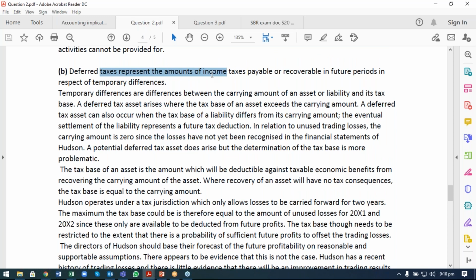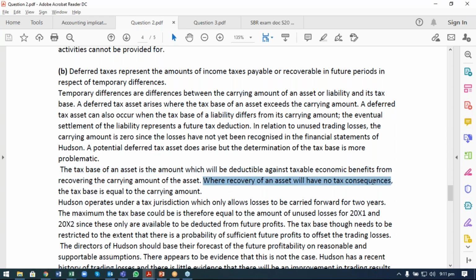Next thing is deferred tax represents the amounts of income taxes payable or recoverable in future periods in respect of temporary differences. That's something we have defined, what deferred tax actually represents. So temporary differences are differences between the carrying amount of an asset or liability and its tax base, which is provided by the tax authorities. A deferred tax arises when the tax base of an asset exceeds the carrying amount. A deferred tax asset can only occur when the tax base of a liability differs from its carrying amount. The eventual settlement of this liability represents a future tax reduction in relation to the unused trading losses. The carrying amount is zero since the losses have not yet been recognized in the financial statements of Hudson. A potential deferred tax asset does arise, but the determination of the tax base is more problematic. The tax base of an asset is the amount which will be deducted against the taxable economic benefits from recovering the carrying amount of an asset.